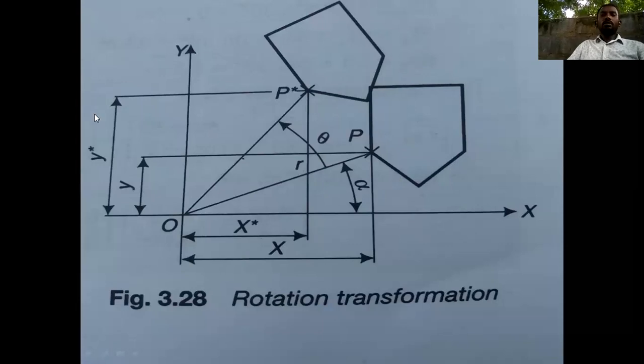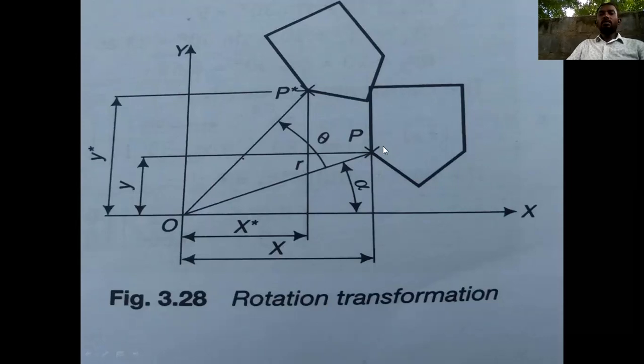Once we write this object as X, the total distance is X, and here the distance is Y. It is the X direction, it is the Y direction, and the angle is alpha. It is the origin O. It is the first initial image, the initial figure.